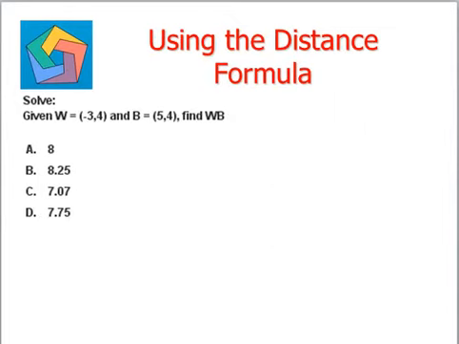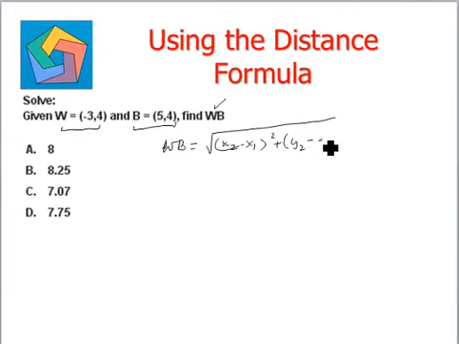Let's try another question. Given w equals negative 3 comma 4 and coordinates of b equals 5 comma 4, find wb. That is, you have to find the distance between w and b, or the measure of the line segment. This is given by the distance formula: wb equals the square root of x2 minus x1 whole squared plus y2 minus y1 whole squared. Our x1 equals negative 3, y1 equals 4, x2 equals 5, and y2 equals 4.